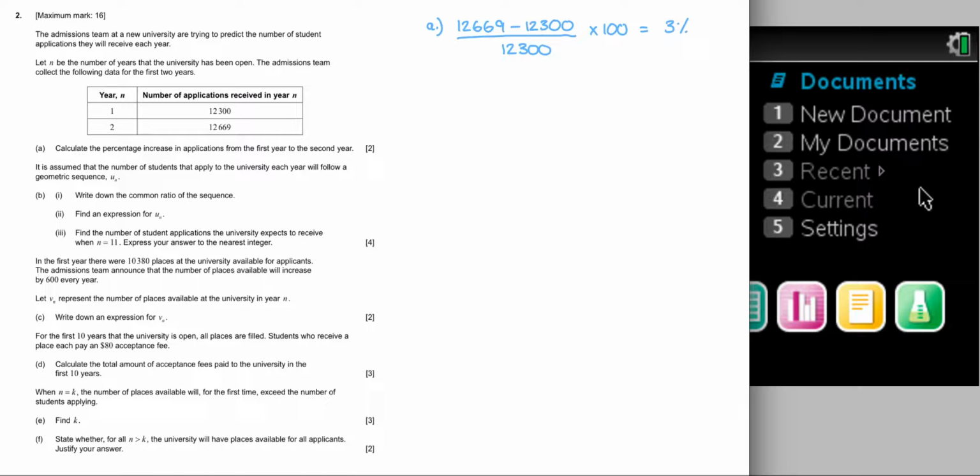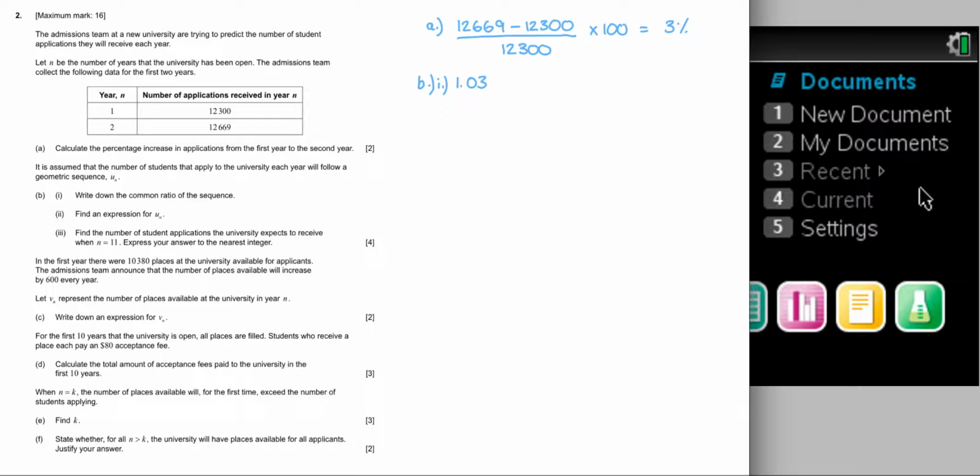Then the next part is using it as a sequence. So it's assumed that that number of students will continue to follow a geometric sequence. So it continues in that same pattern, and we need to write down the common ratio. So the common ratio of that sequence is increasing it by 3%, which means that it will be 1.03, which is the multiplier to increase by 3%. So that's 100% plus the 3%, so therefore 1.03.